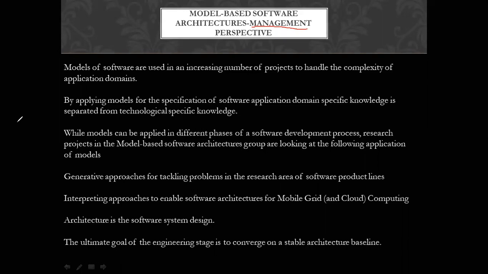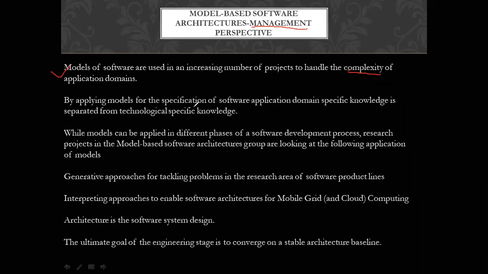They should be precise. Next thing, models of the software are used in an increasing number of projects to handle the complexity of application development. Because in the models of the software, you are mentioning all the components, their communication, how they are interacting with each other, which component is working where. That's why it helps us handle the complexity of the application.